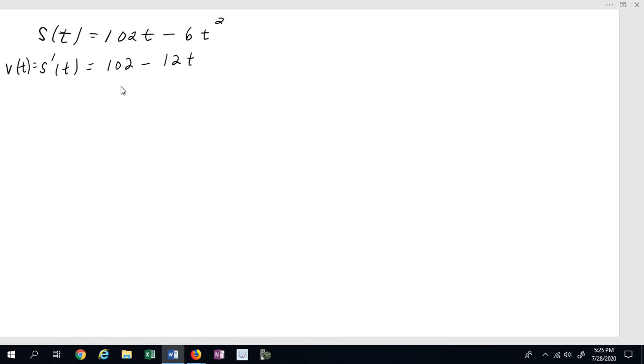Okay, and we want to know the velocity when t is 1. So I'm just going to plug a 1 in for t. And you can see you get 102 minus 12, which is 90. Okay, and the units are going to be in feet per second. Okay, so that's part A.